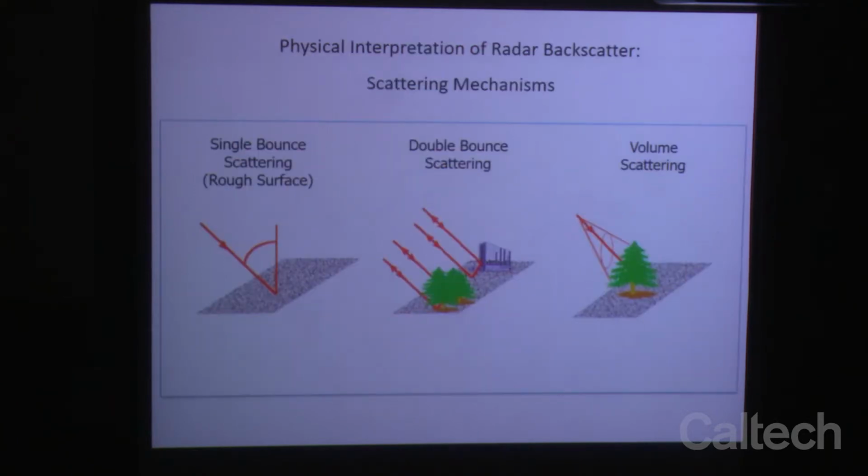So in terms of physically interpreting backscatter signatures, you can sort of boil it down to looking at various scattering mechanisms.